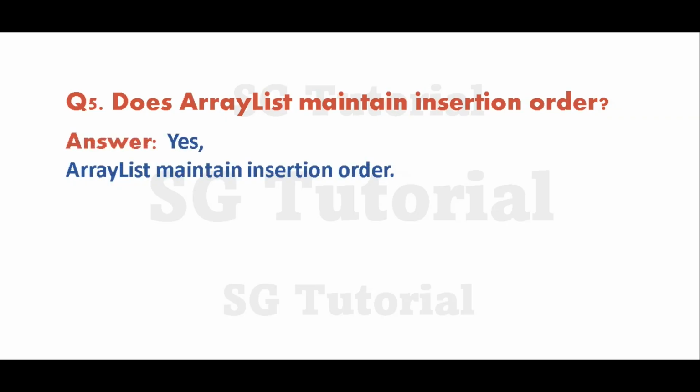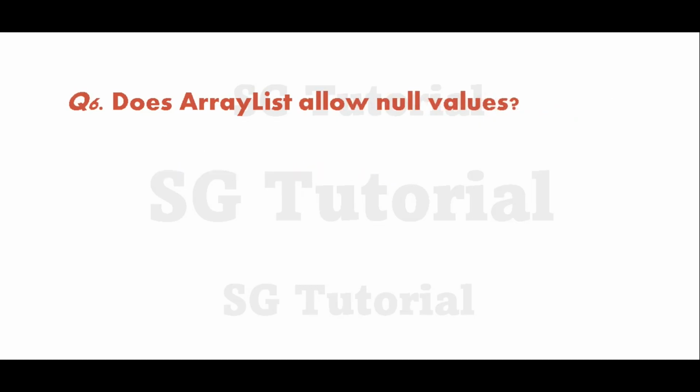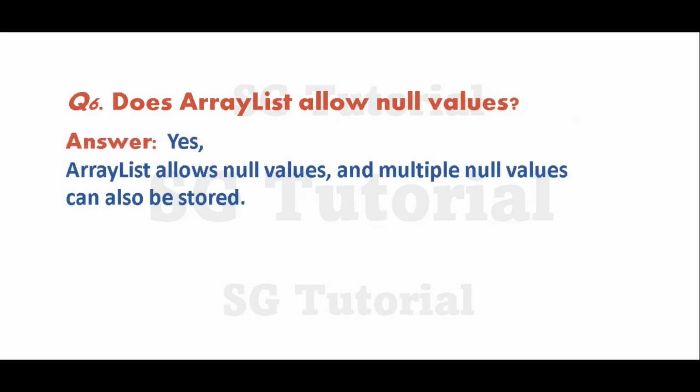Another question is, does ArrayList maintain insertion order? So yes, ArrayList maintains insertion order because ArrayList implements the List interface, right? And the List interface defines this feature. That's why by default ArrayList also maintains insertion order. Okay, and the last question is, does ArrayList allow null values? ArrayList allows null values, and multiple null values can also be stored. I have already explained that practically.